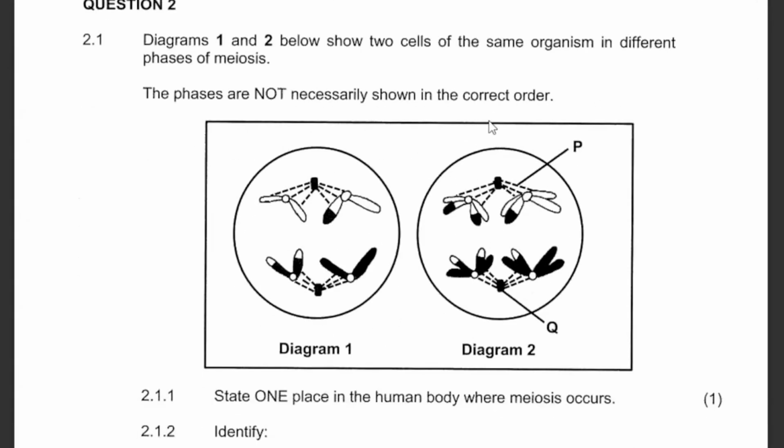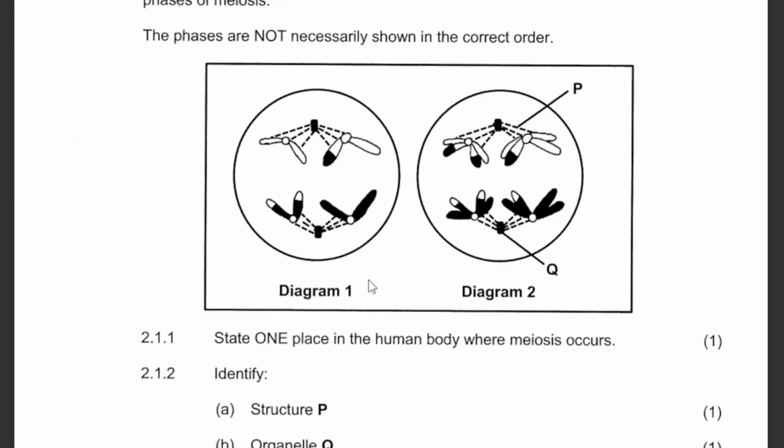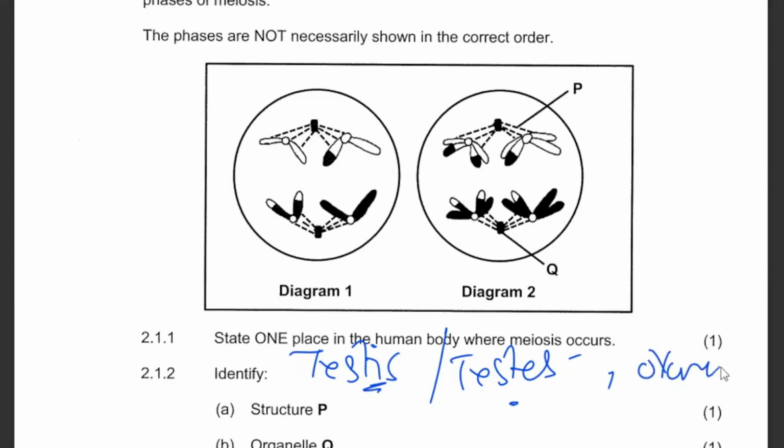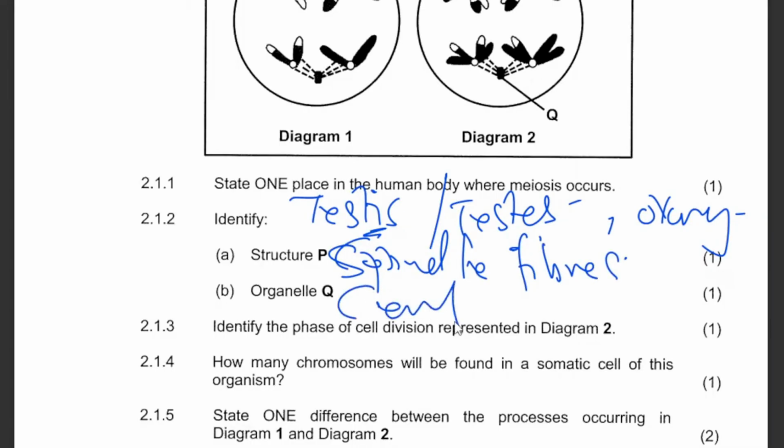Now we continue. State the place in the human body where meiosis occurs. Meiosis occurs, we said, in the testis. We said in humans, it is testis, this is singular, this is plural, or ovary. They said in human, they didn't say male or female. So we go. Structure P is spindle fibers, or spindle threads.